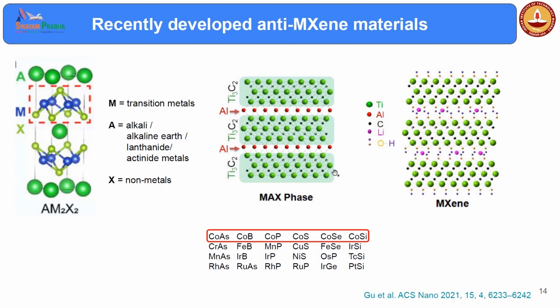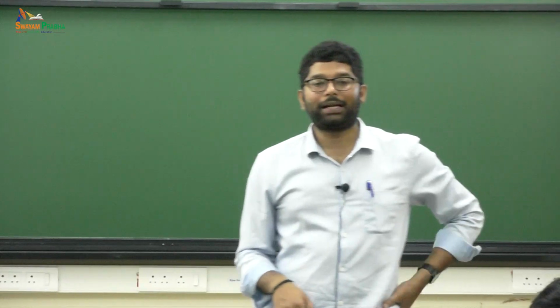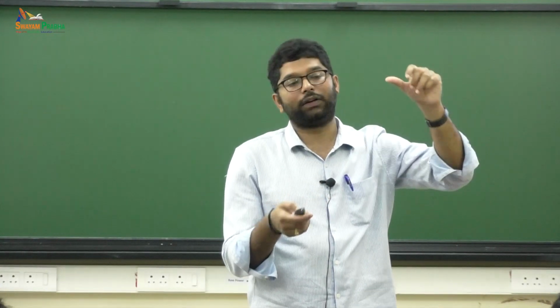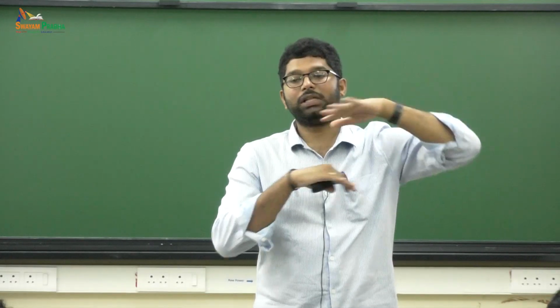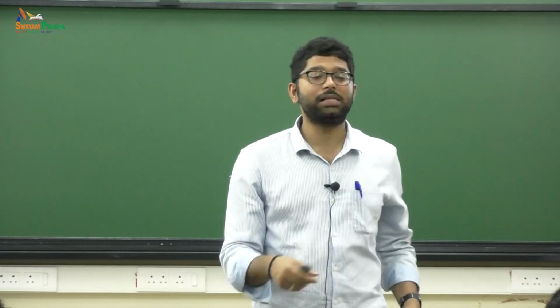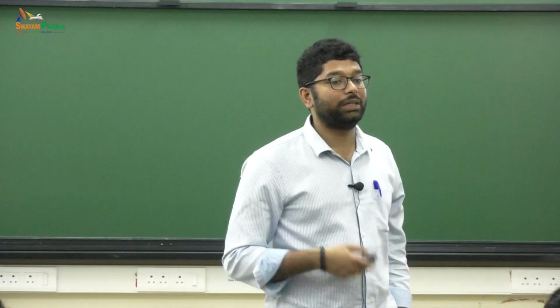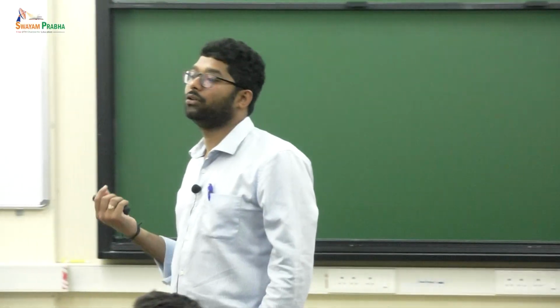The reverse of them are what are called as the anti-MXenes, okay? So here the metal atom will be there at the center, and the non-metal ion like sulfur, selenium, etc., will be there above and below. So these are called as anti-MXene materials. These were recently discovered in 2021. So we tried to see whether any of these materials will be useful as anode materials or not.